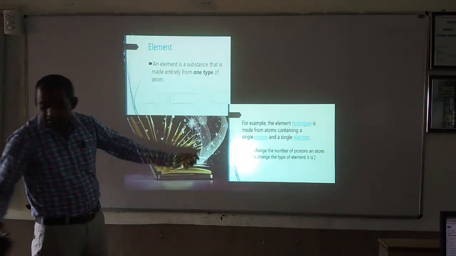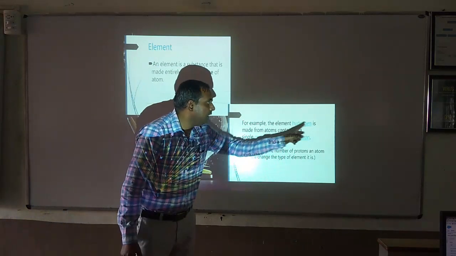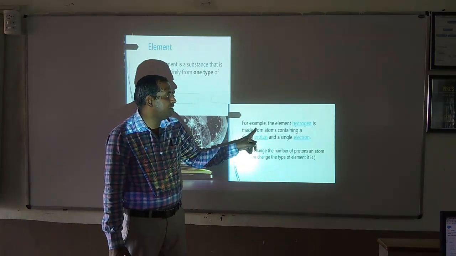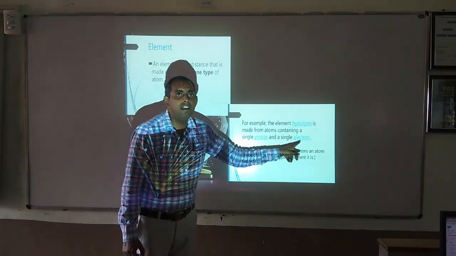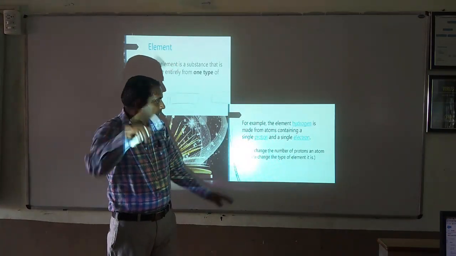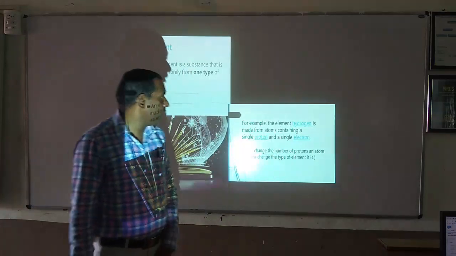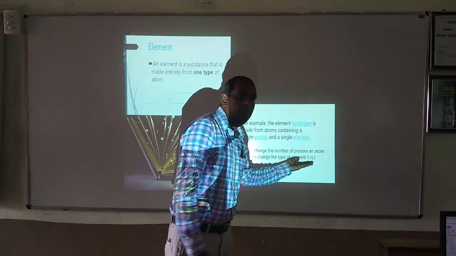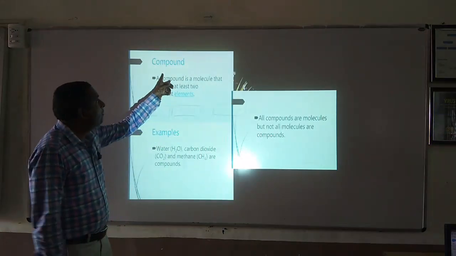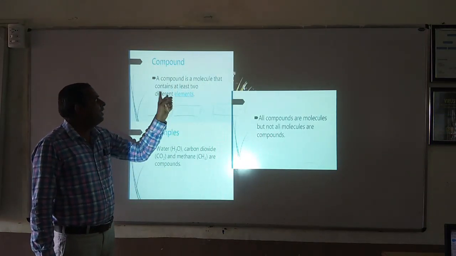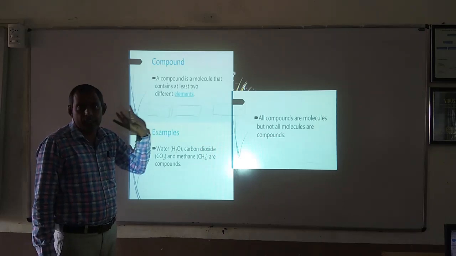Whereas here, an example of an element is hydrogen. Hydrogen is made up of atoms containing a single proton and a single electron. If you change the number of protons, the element will be different. Now, a compound is a molecule that contains at least two different elements.